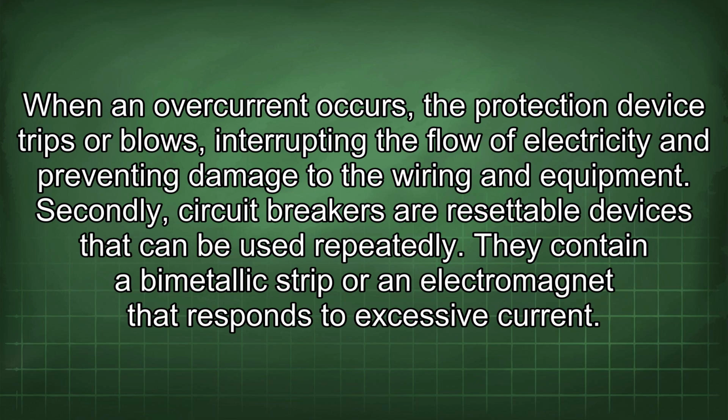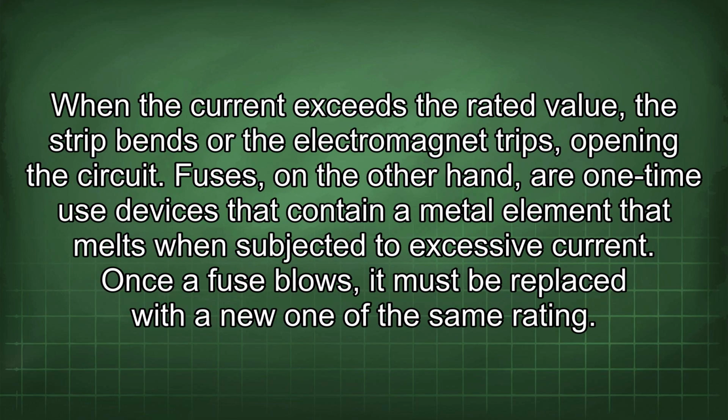wiring and equipment. Secondly, circuit breakers are resettable devices that can be used repeatedly. They contain a bimetallic strip or an electromagnet that responds to excessive current. When the current exceeds the rated value, the strip bends or the electromagnet trips, opening the circuit. Fuses, on the other hand, are one-time use devices that contain a metal element that melts when subjected to excessive current. Once a fuse blows, it must be replaced with a new one of the same rating.